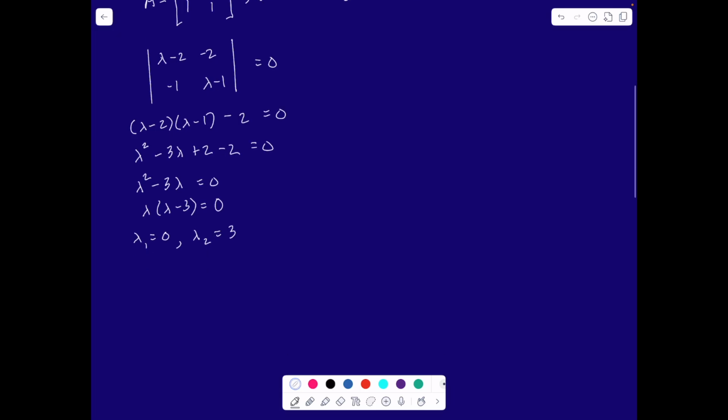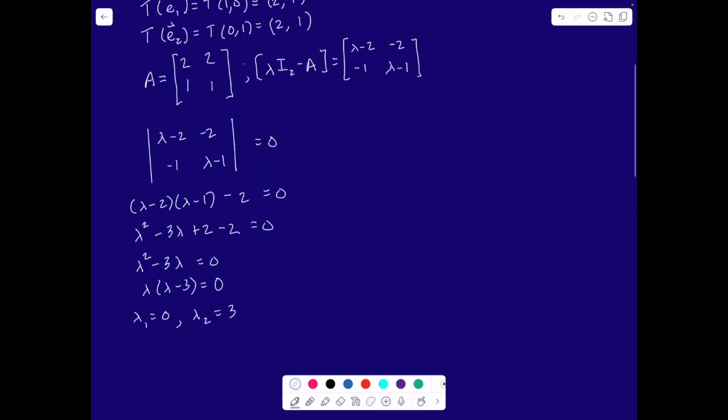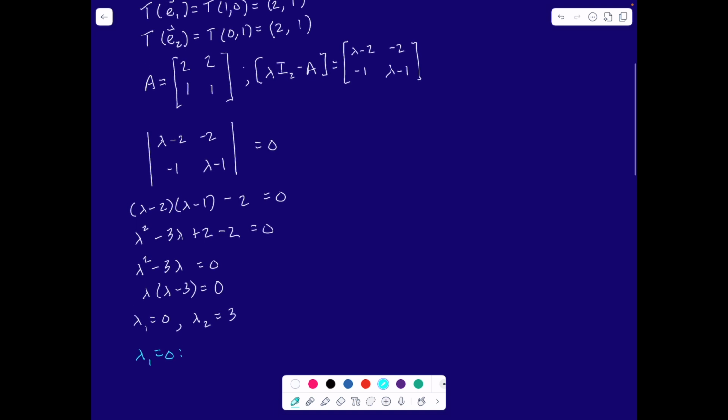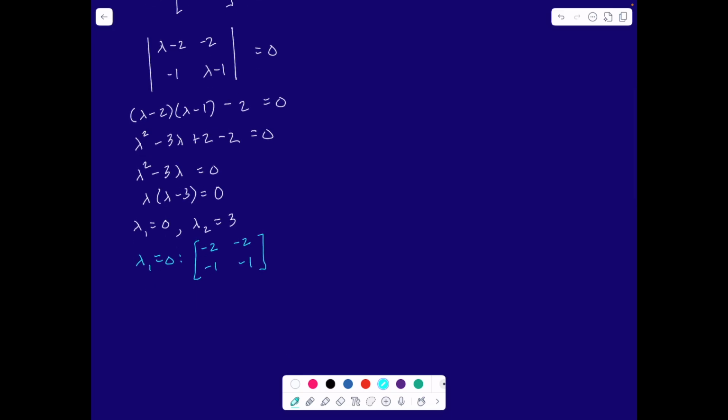Now finding eigenvectors corresponding to the eigenvalues. Let's look at lambda 1 equal to 0. That makes lambda I2 minus A look like this: -2, -2, -1, -1. That's just plugging in 0 for lambda.